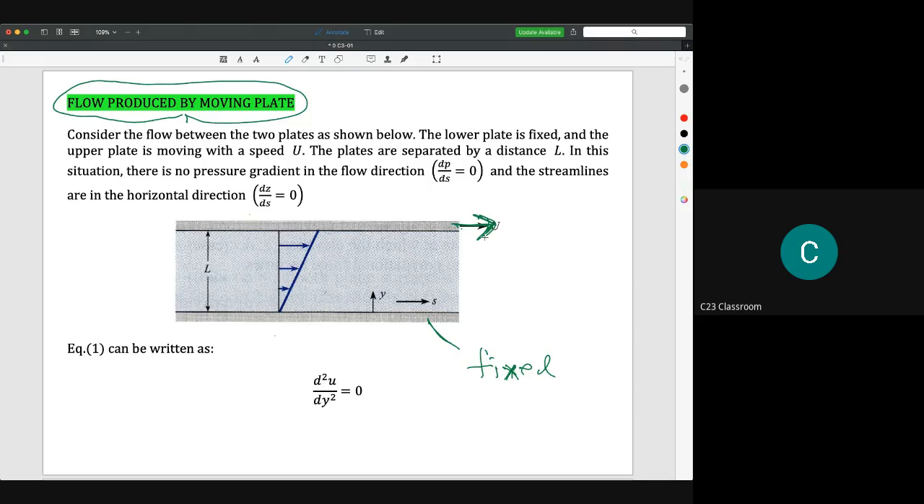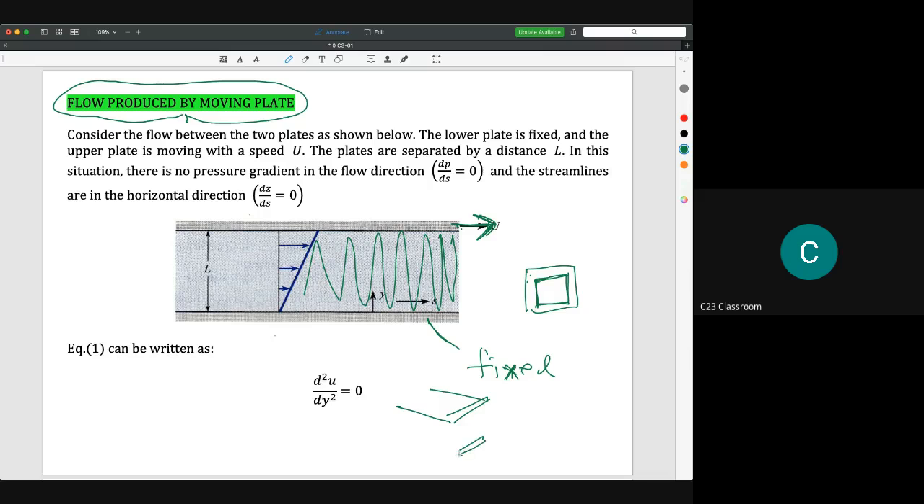You could imagine that in this situation there are no walls between them. So we are not discussing a rectangular hollow pipe, for example. We are discussing two plates here, and then between the two plates we have a liquid.